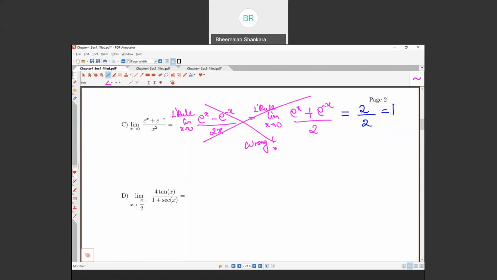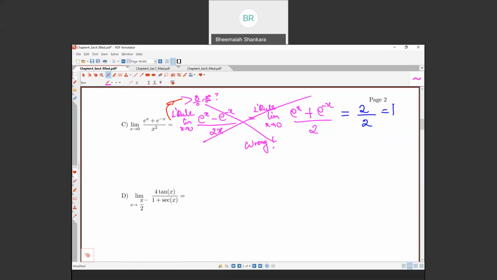The reason is, in the very first step, we did not check if this was an indeterminate form. We did not see whether it was a 0 over 0 form or any other indeterminate form like infinity over infinity. We did not check any. We did not know what form it was. All we did was just start applying L'Hopital's rule. So you have to be very, very careful.